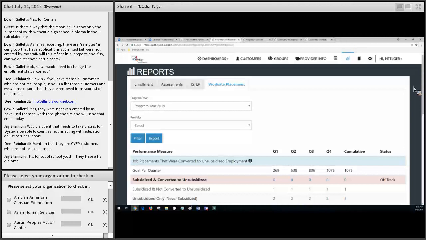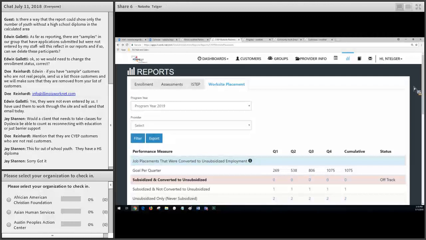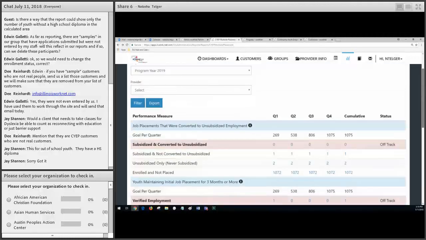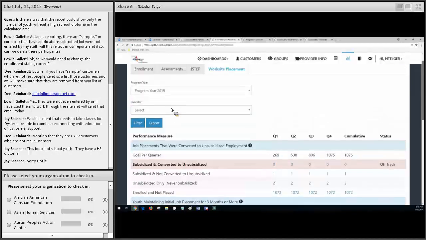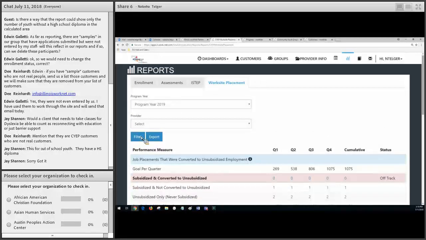And I'm looking, Jay says this is for out-of-school youth. They have a high school diploma, okay? So the re-engagement question is only for youth who do not have a high school diploma. So if they already have a high school diploma, they're not going to be counted in that pool as re-engaging in education, okay? Only youth who do not have a high school diploma. But I would say as far as those classes for dyslexia, again, if that's all the youth is doing, it could still be considered re-engaging in education as long as the end goal is the pursuit or completion of that high school diploma or equivalent.